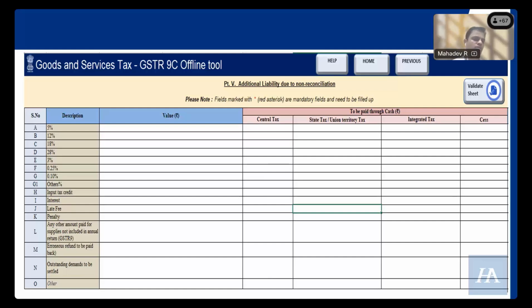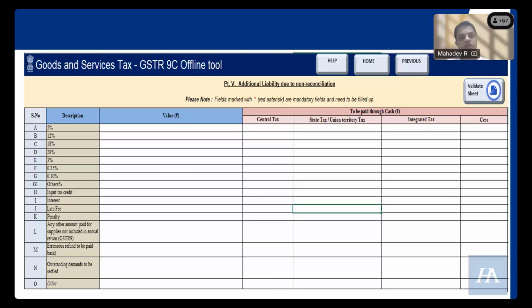If it is any other amount, say there is some outward liability at the rate of 5%, you can disclose it in other tables which we discussed, or you can disclose it in Form number 9 itself, so that we don't come to this table to fill and pay the taxes.